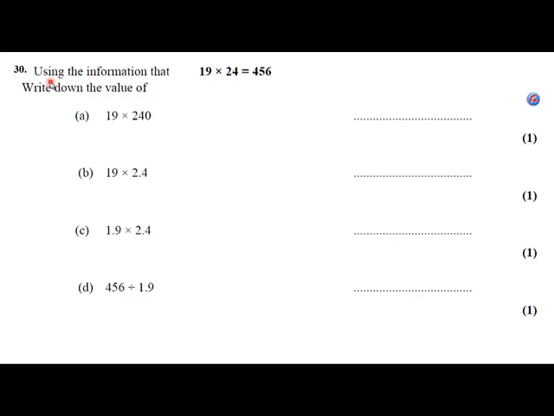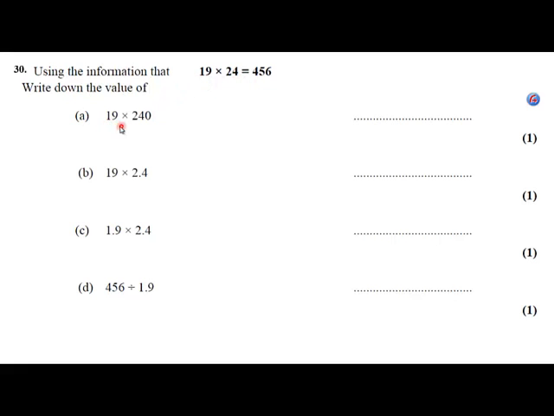This is question number 30. Question number 30 says, using the information that 19 times 24 is 456, write down the value of 19 times 240. Now, in these questions, you need to always make reference to the problem or the sum that they've given you at the top. I've got 19 times 24, 456. Okay, so bear that in mind.